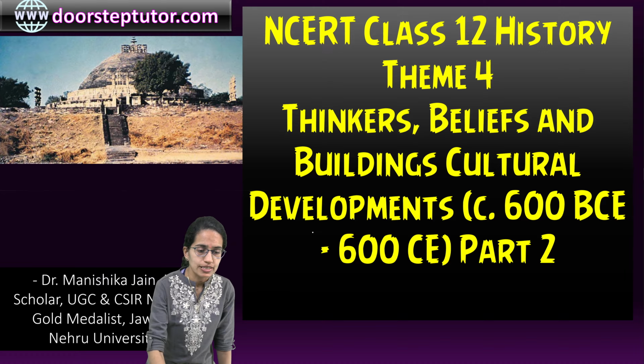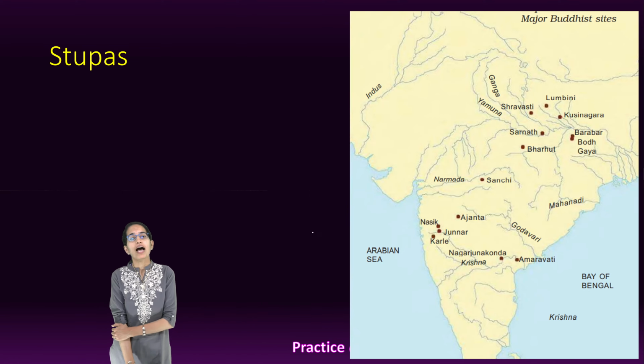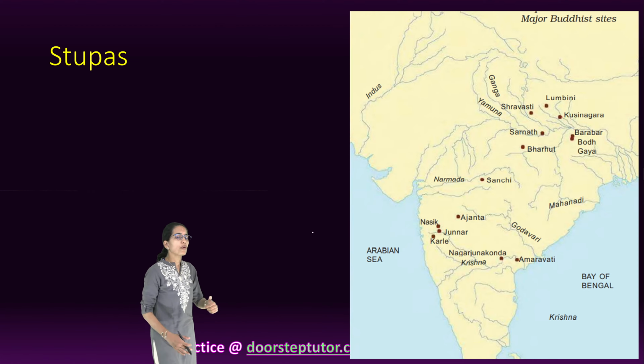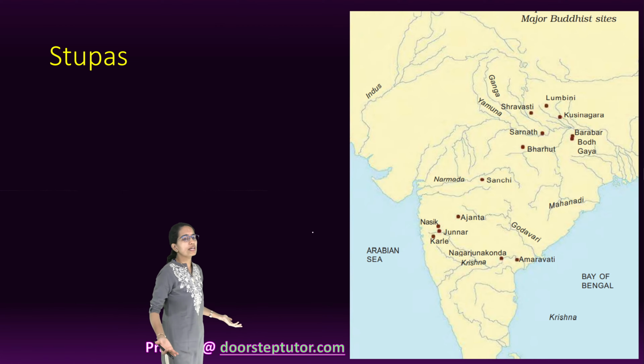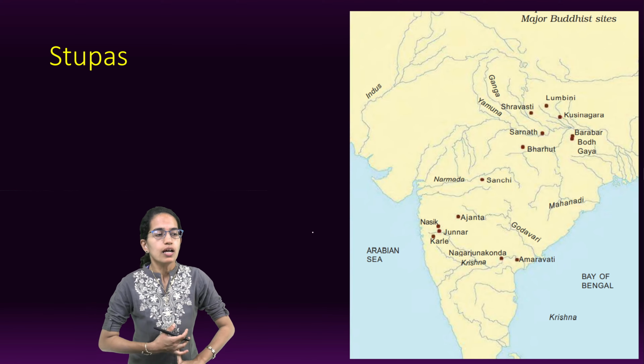On to the second part of Theme 4 from NCERT Class 12th History. In the previous class, we had seen how Buddha got enlightenment and Lord Mahavir's preaching. Both of them taught orally, and it was after their demise that their preachings were converted into text. For example, in Buddhism, it was the three Pitakas, the Sutta Pitaka, Vinaya Pitaka, and the Abhidhamma Pitaka that we have studied.